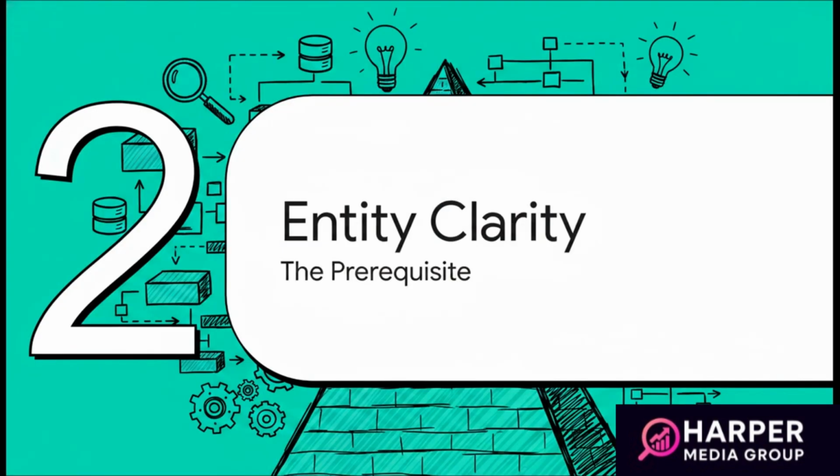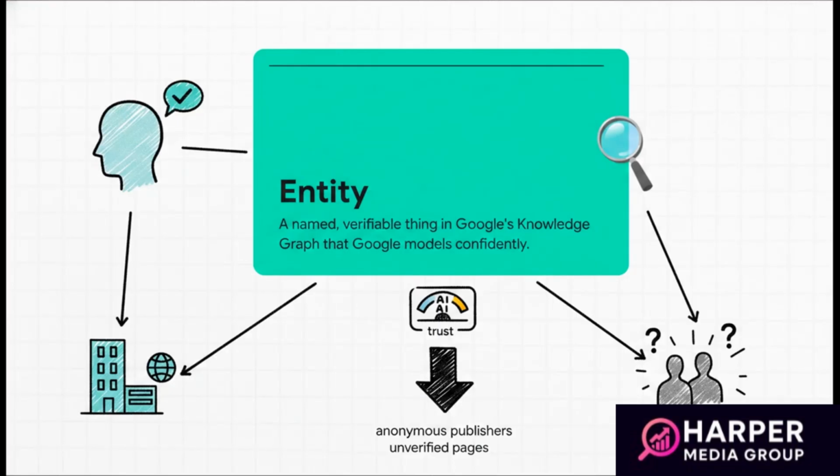Moving right along to Section 2, Establishing Entity Clarity. This right here is the absolute prerequisite. It's the bottom of our optimization pyramid. But first, we need to define what an entity actually is in this context. An entity is a named, verifiable thing like a person, an organization, or a place, living in Google's knowledge graph that Google models with total confidence. Without clear entity status, AI systems just treat your clients as anonymous publishers. To the machine, they aren't known, trustworthy sources, they're just random, unverified pages floating in the void.